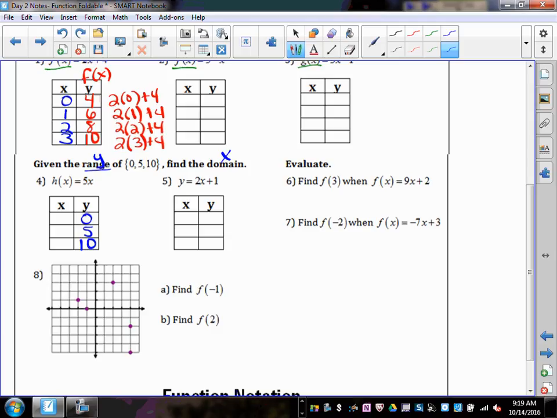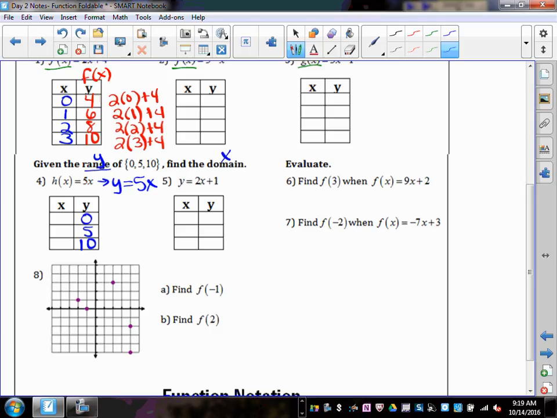So let's maybe rewrite the equation and solve for x. It'll be a little bit easier to solve that way. H of x is the same thing as y. So y equals 5x. Now I could, for each individual problem, put in 0 and then divide by 5. Put in 5, divide by 5. Put in 10, divide by 5. But it's going to be easier if we just start off by solving for x.